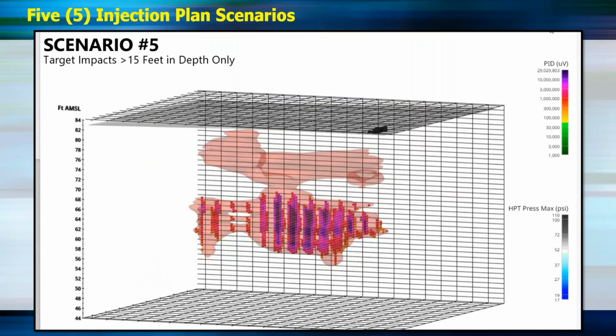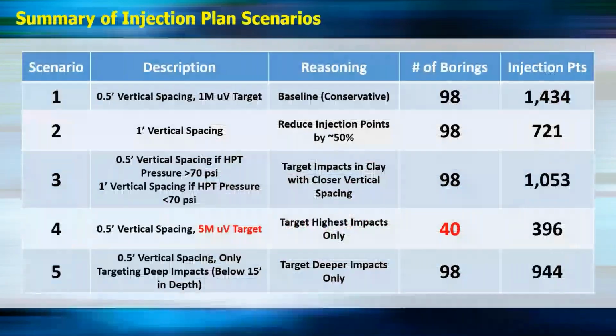And once again, we could show what the summary is for each of those different scenarios: the 1/2 foot vertical spacing, the number of borings, and the injection points. Scenario 2 reduces the injection points by half by going from 1/2 foot to 1 foot vertical spacing. Scenario 3 was modifying the plan to have the 1/2 foot vertical spacing where the HPT pressure was high. So that would be targeting the clay impacts with closer vertical spacing. Option 4 was the one where we are just targeting the 5 million plume and really reducing the number of points and number of borings, or just targeting the deeper soils in scenario 5.